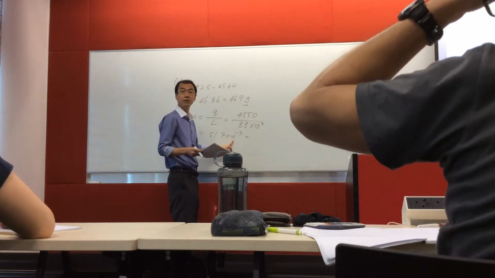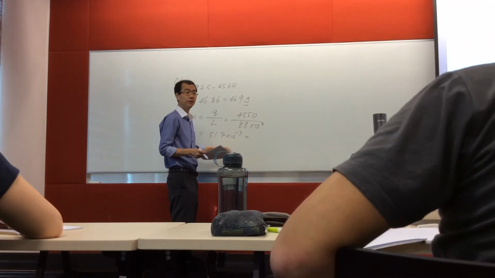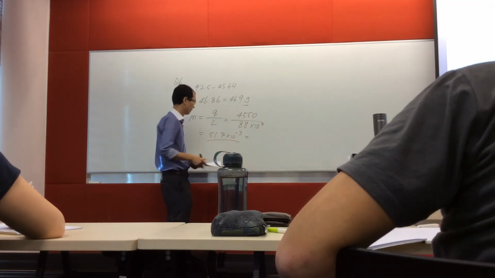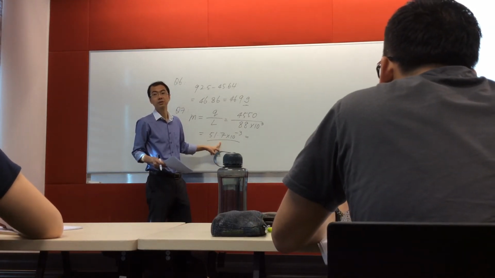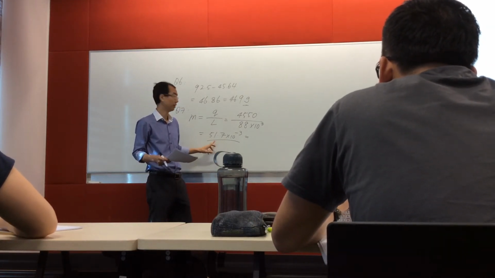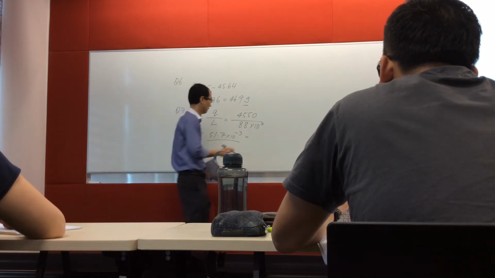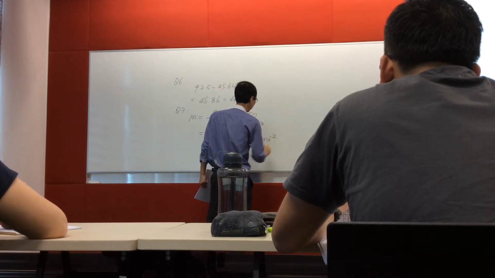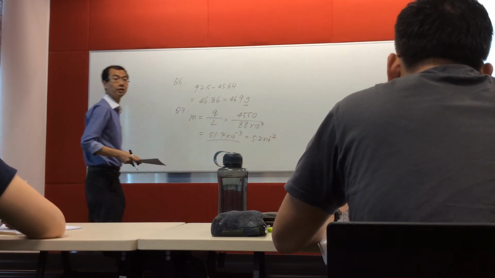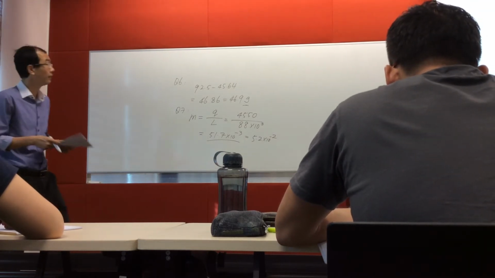What is your final number? So you can only have two significant figures, right? So it will be 5.2 times 10 to the power minus 2. Agree? Okay.